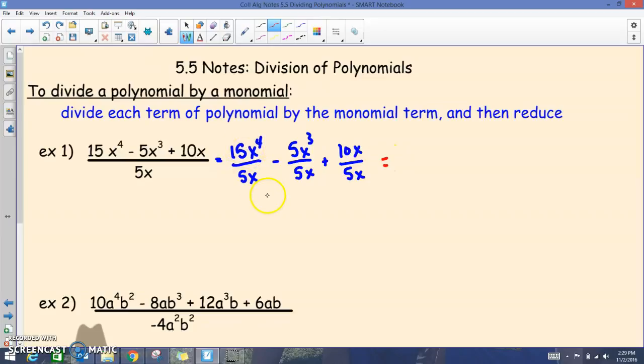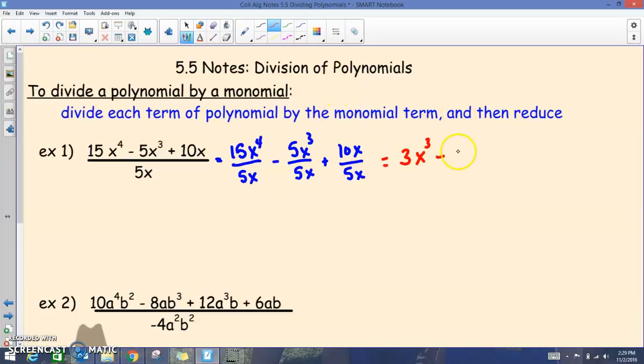So 15 divided by 5 gives us 3. And then for the x's, you can subtract the exponents or just ask yourself where you have more x's on top. So we'll put the x up on top with the 3. And then how many more? Just subtract, 4 minus 1 gives you 3. Then minus 5 divided by 5 is 1. You can put the 1 there or you don't have to, because we will have some x's in place there.